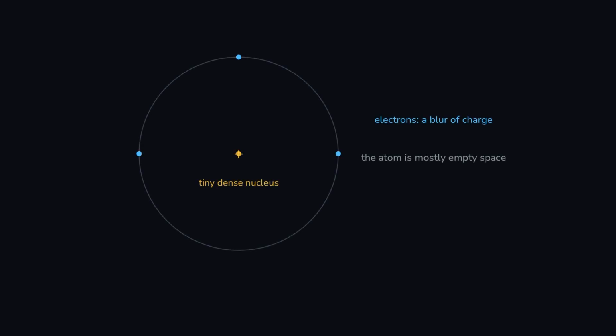Change one number inside an atom and you change everything. Add a proton to carbon and it becomes nitrogen, a different element entirely. The atom is mostly empty space, with a tiny, dense, positive nucleus and a blur of electrons around it. Yet that arrangement decides every chemical property there is.